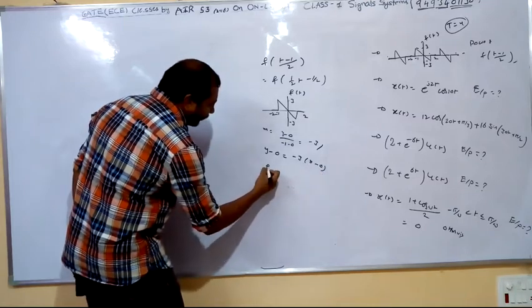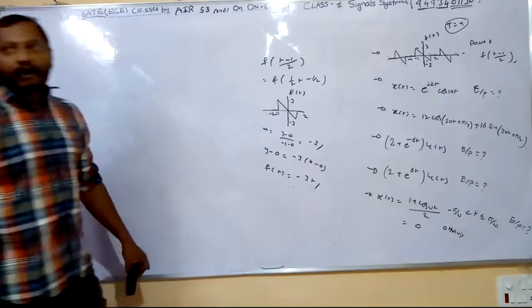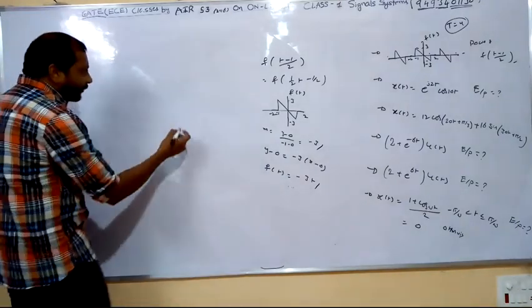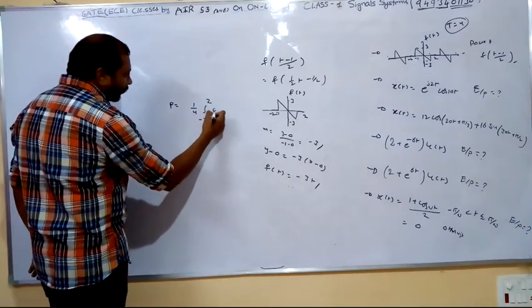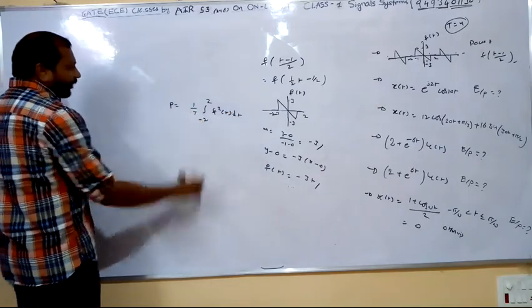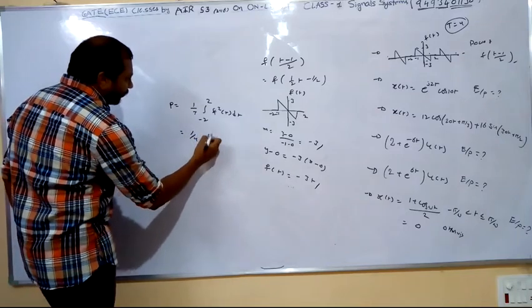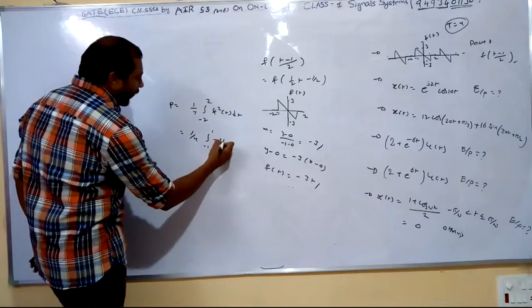So y minus y1 is equal to m into x minus x1, that is m into x minus 0. So this can be represented as the corresponding signal f of t equal to minus 3t. Now we are supposed to calculate the power over this one period. Power is equal to 1 by T, that is 1 by 4, integration minus 2 to 2 f square of t dt.